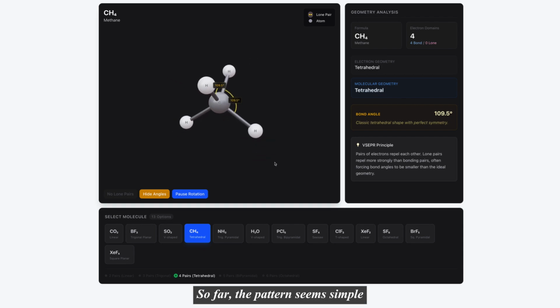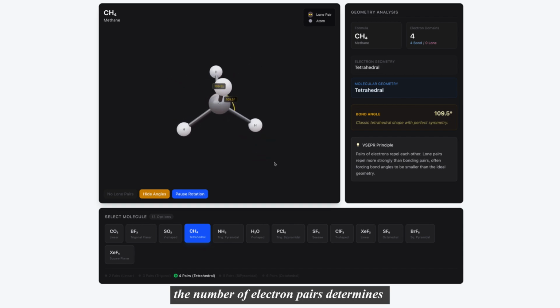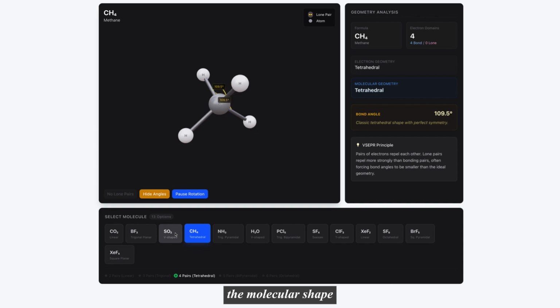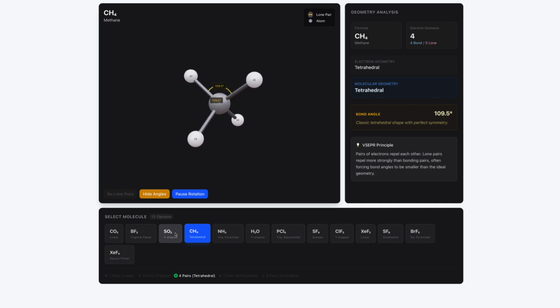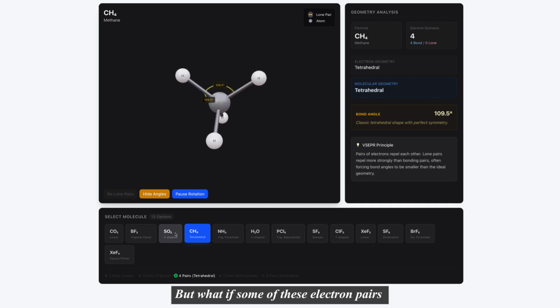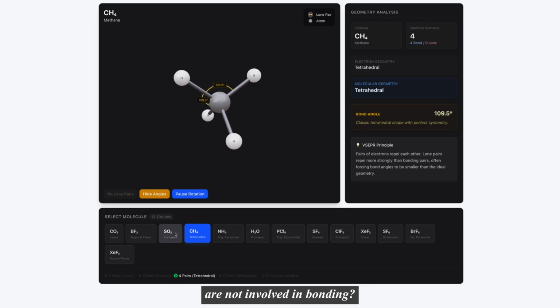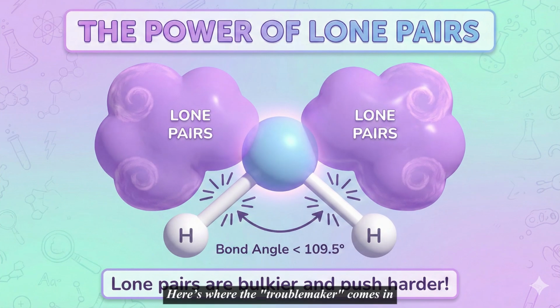So far, the pattern seems simple. The number of electron pairs determines the molecular shape, striving for symmetry. But what if some of these electron pairs are not involved in bonding? Here's where the troublemaker comes in.